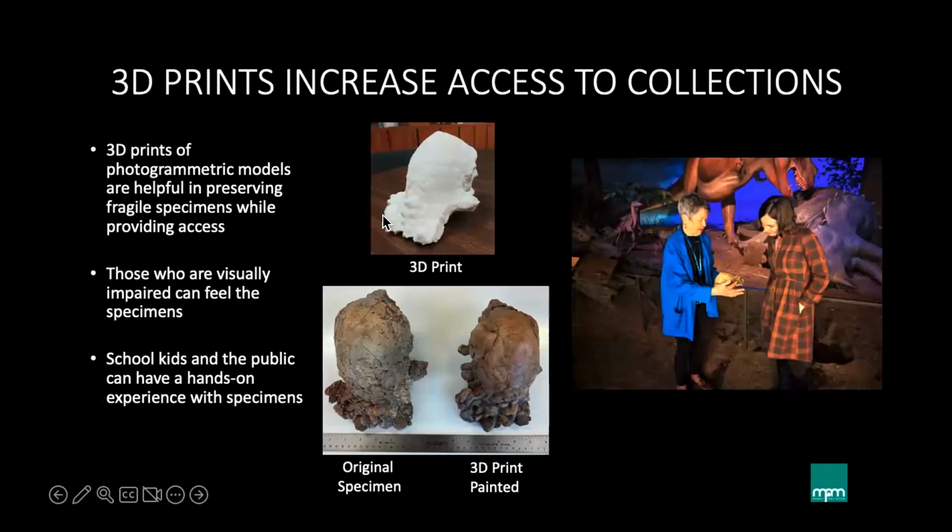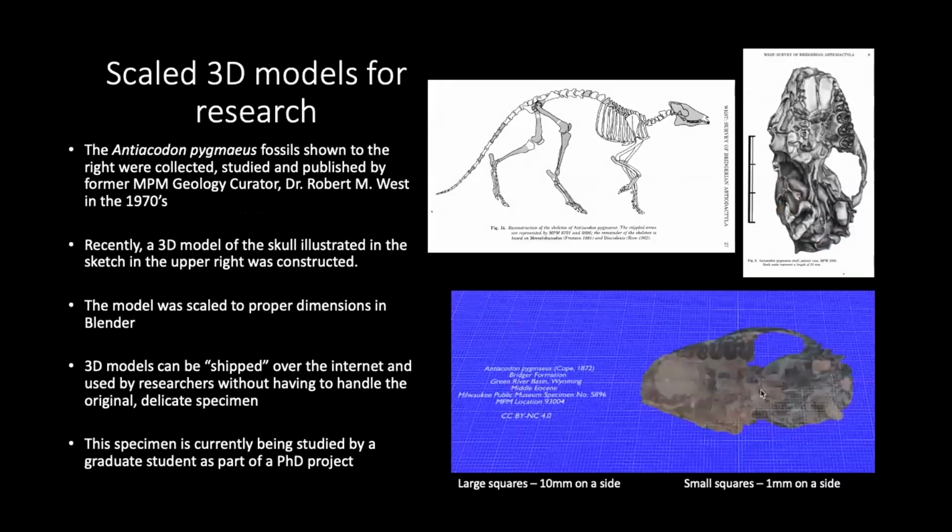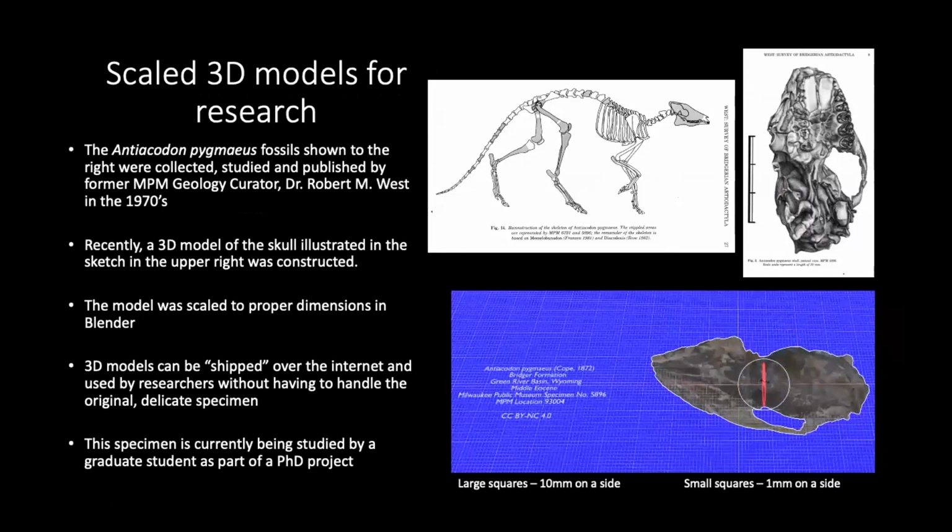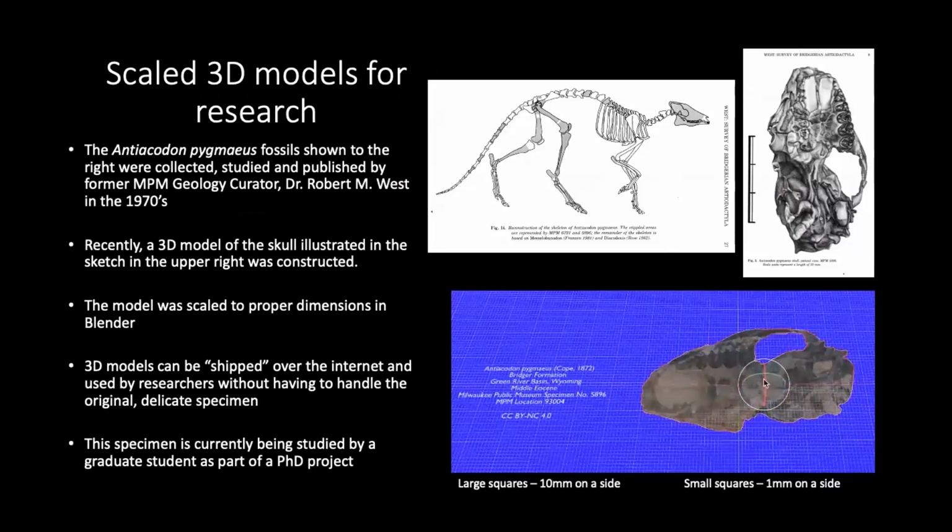So for the dinosaur skull in the previous slide, we made a 3D print. Museum artists painted it to look like the original specimen. In addition, these models are useful for researchers. They can be scaled to actual size so that measurements can be made within the software. This helps preserve fragile specimens by not having to ship original samples.